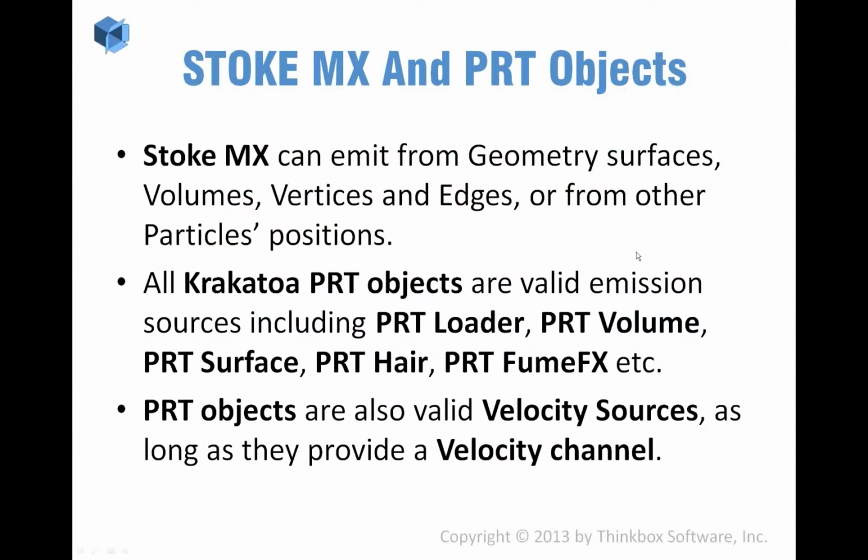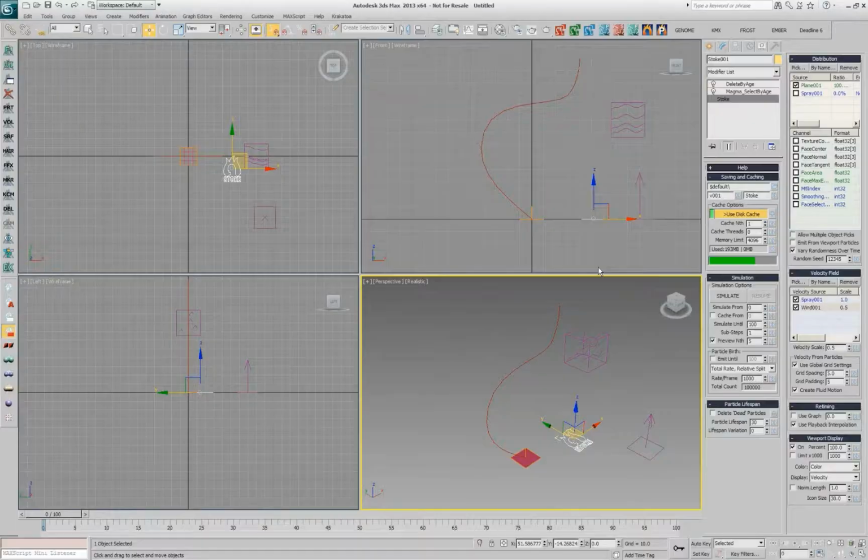I mentioned that all the PRT objects can be used, and at this point I'm actually going to show you only how you can use splines using another object. Let's use this same spline and this same emitter, but this time we won't be driving them with the spray. I'll remove the spray from the list. I'll remove even the wind from the list.